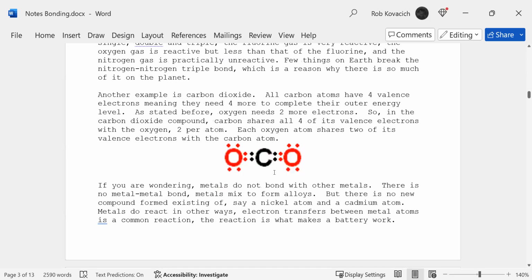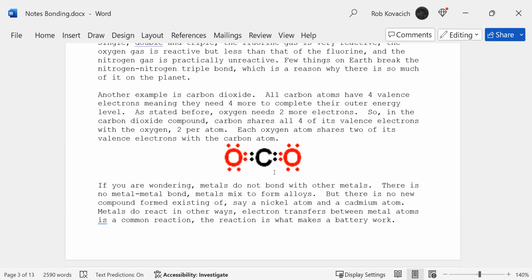Here's another one. So now we talked about some diatomics, but let's talk about things that aren't diatomics. And in this case, we've got carbon dioxide. So this molecule has 2 oxygens and a carbon, and the carbon has 4 electrons that are valence electrons. The oxygens both have 6. So what ends up happening is the carbon offers 2 electrons to each of the oxygens, and the oxygens offer 2 electrons to the carbon.